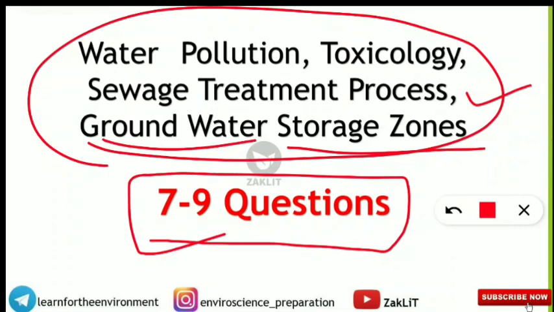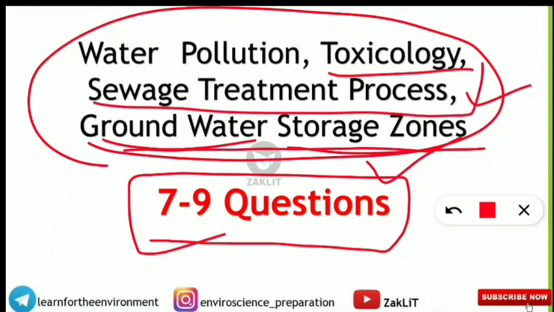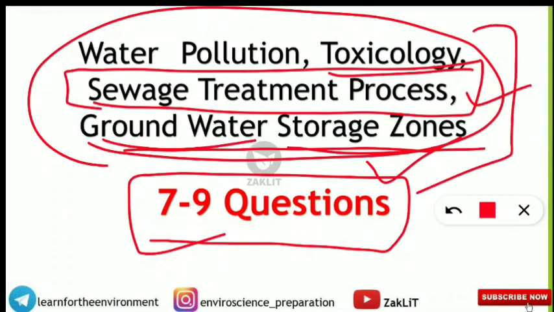I'll tell you something. Toxicology means mostly they will ask numericals related to toxicology, and groundwater storage zone, that means they will ask aquitard, aquiclude, all these concepts will come under the groundwater storage zone. And sewage treatment process: primary, secondary, tertiary, what are the aerobic, anaerobic processes. So these all come under the sewage treatment process. Very important. All this makes up around 7 to 9 questions in the paper 2.